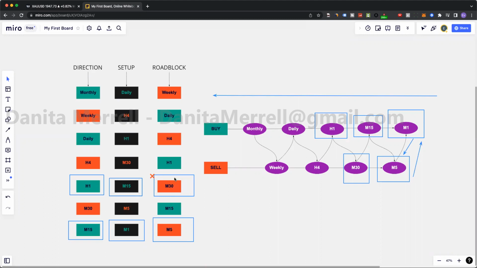So if I have my M30 right here, I need to look for my M15 roadblock, which is here. And my setup will be on M5 from my M30. I know it sounds very difficult at first, but trust me, if you study this, you'll be able to enter the market at any point, anywhere.